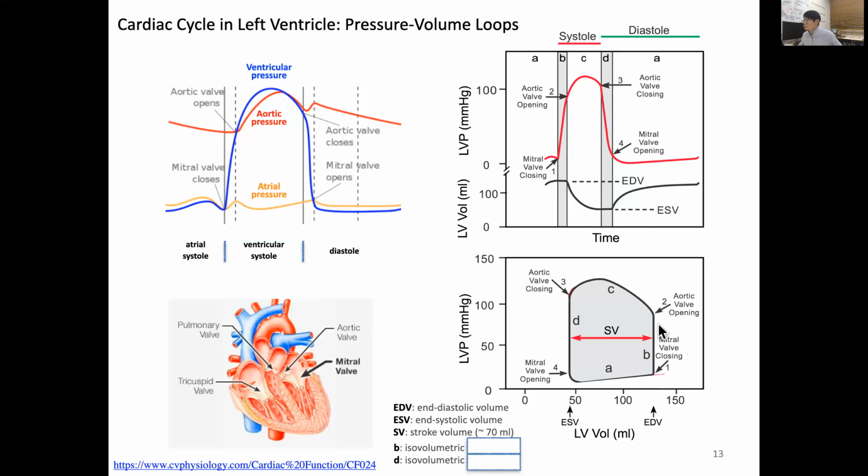So this 1 to 2 is called isovolumetric contraction. 3 to 4 is called isovolumetric relaxation. So by knowing these pressure-volume loops, we can now start to consider the energy aspect.